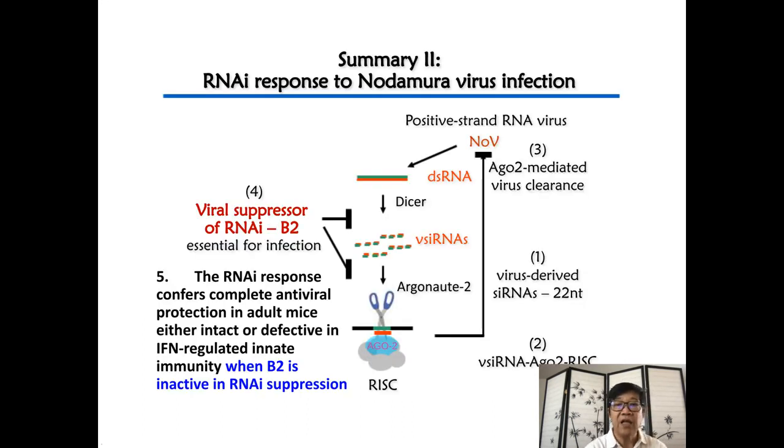And finally, we show that when the B2 is inactive or absent, the RNAi response confers complete antiviral protection in adult mice, either intact or defective in interferon-regulated innate immunity.